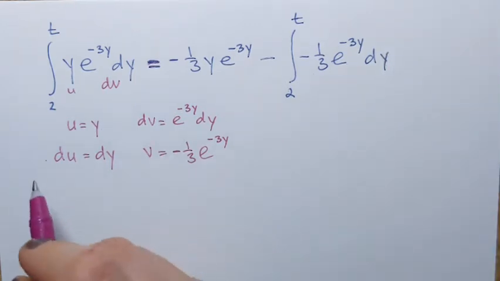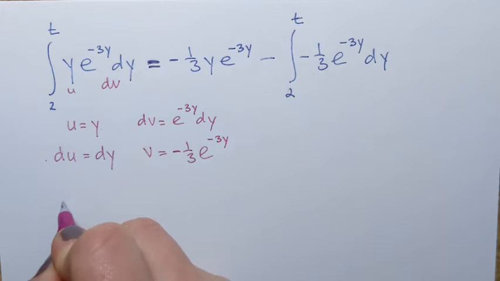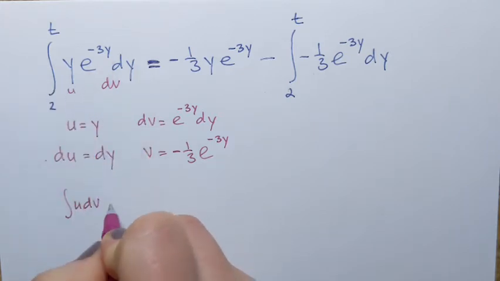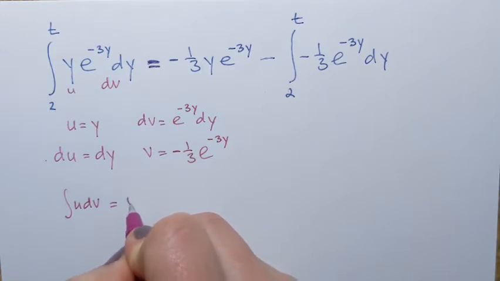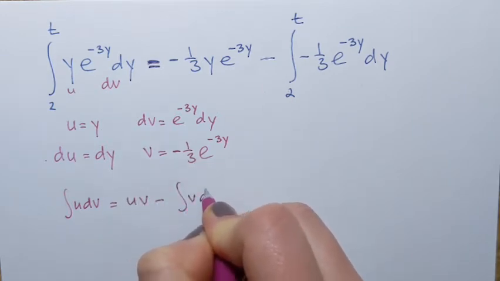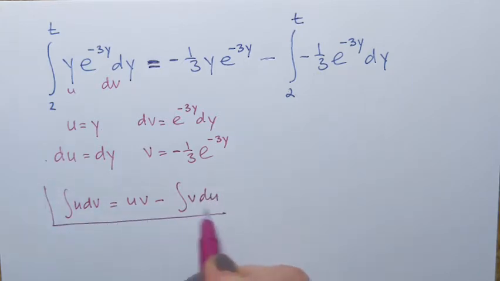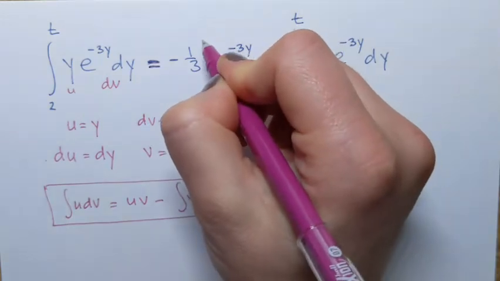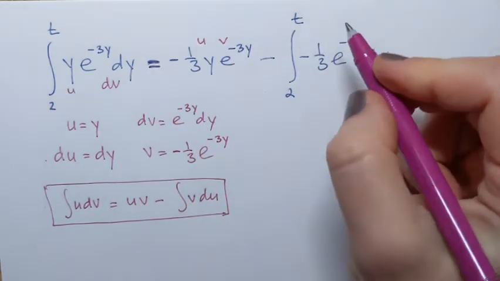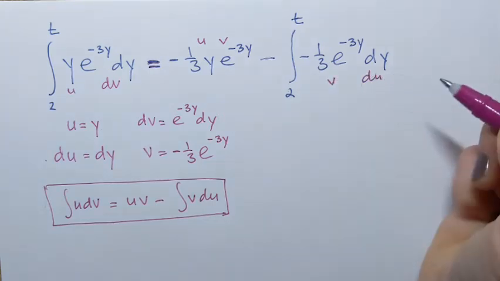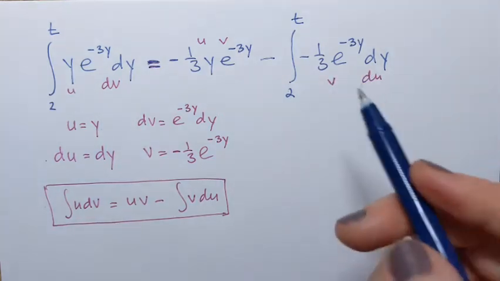Just in case, here's the formula I'm using, the integration by parts formula. The integral of u dv, that's what we had, equals u v minus the integral of v du, right? That's the integration by parts formula. That's u v, and here we have v du.